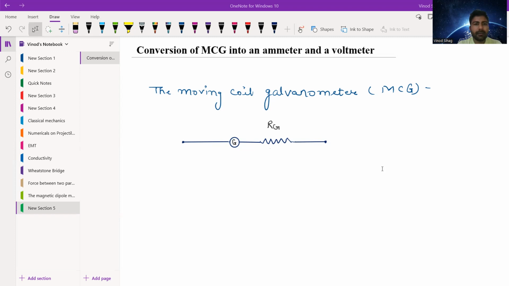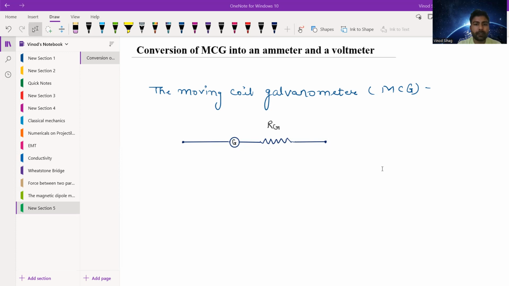So today we will study the topic conversion of MCG into an ammeter and a voltmeter. MCG, the full form of MCG, is moving coil galvanometer. We all know that the moving coil galvanometer is a well-defined instrument to measure the current and its direction in an electric circuit. And how we can convert that moving coil galvanometer into an ammeter and into a voltmeter, that we are going to study now.